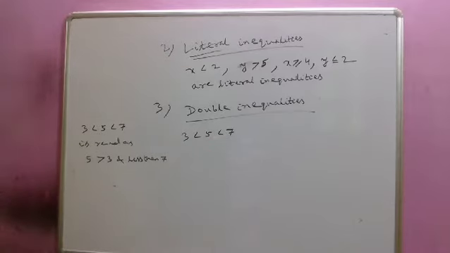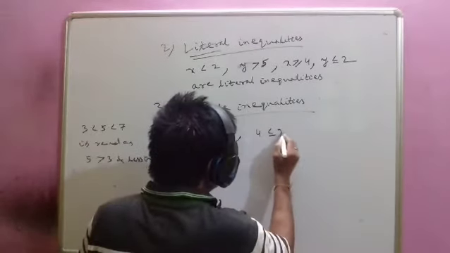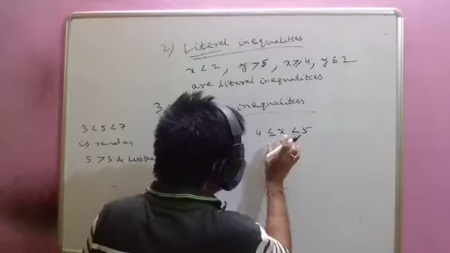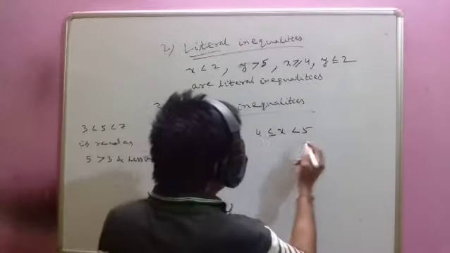So this should read 5 greater than 3 and less than 7. Okay, that you should know how to read. And similarly, suppose I ask you 4 less than or equal to x less than 5. So this is read as x greater than or equal to 4 and less than 5. So these are called double inequalities.